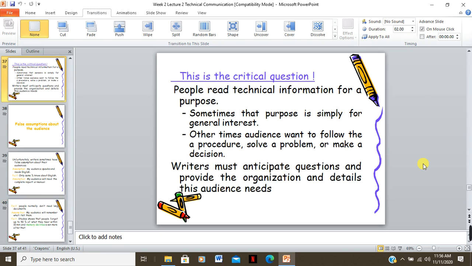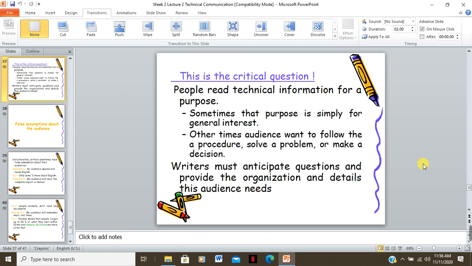People read technical information for a purpose. Sometimes that purpose is simply for general interest. Other times audience want to follow a procedure, solve a problem, or make a decision. So writers must anticipate questions and provide the organization and details that this audience needs.